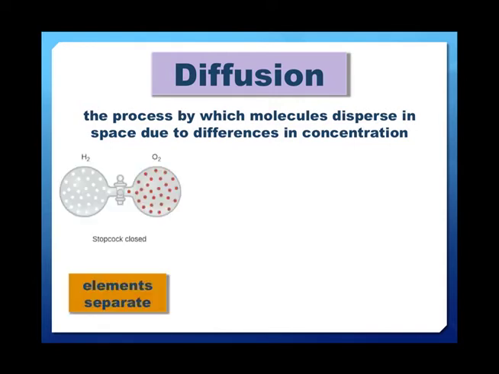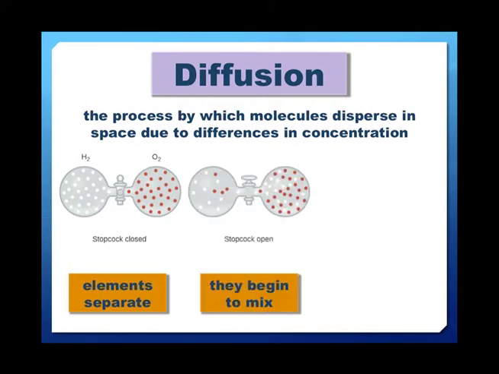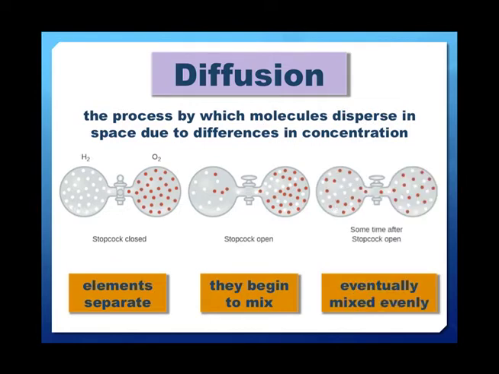Let's say we have two different gases, like hydrogen and oxygen, that are initially separated by a closed stopcock. If that barrier is removed and the gases are allowed to move freely between the bulbs, they will begin to mix. Hydrogen will move a little faster since it's lighter, but eventually both gases will be distributed evenly between the two bulbs.